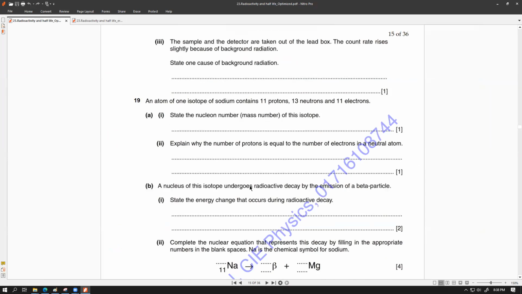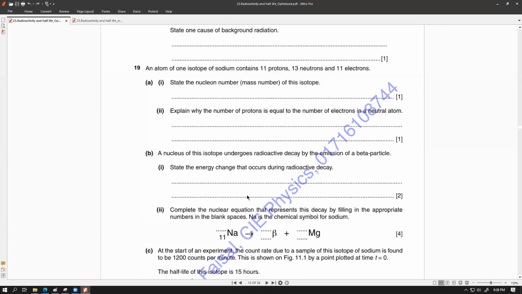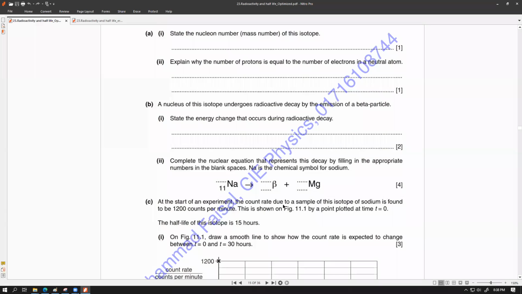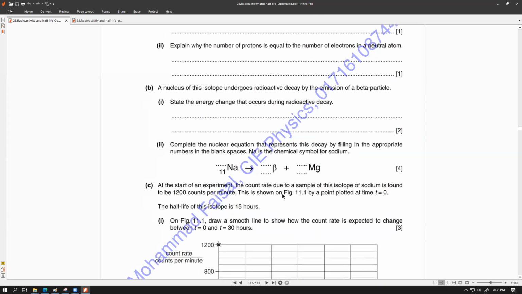So we go for the next one. We have over here. Acha. Sir, what happened? One of the pieces of paper from my table fell off.